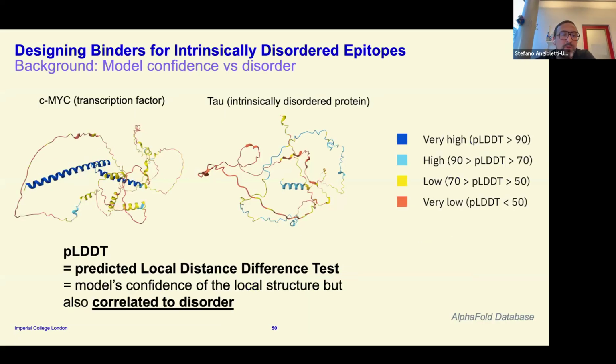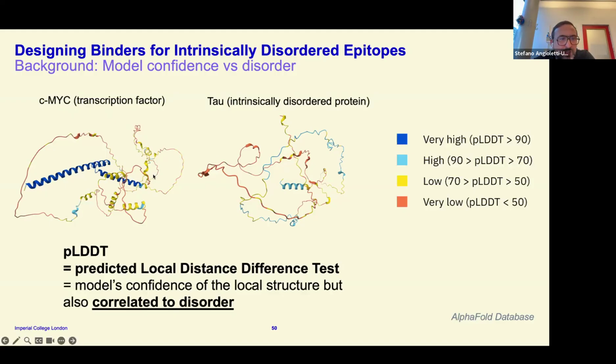So how do we solve this problem? Well, the background idea is the following. When we ask a model like AlphaFold to fold a protein given the sequence, as I was telling you before, the model not only gives you a certain structure, but it will also tell you how confident the model is in the structure that it provides.